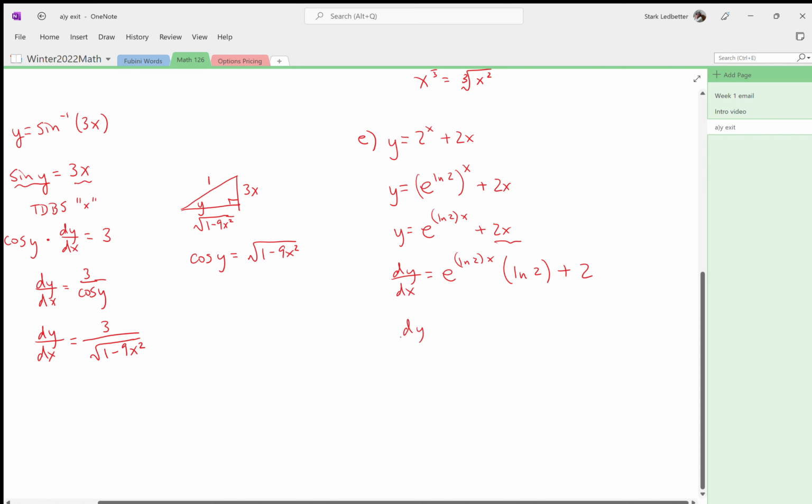So then dy by dx, and it's fine if you leave it this way, but it's nicer if you write it back. So this is e to the log 2 to the x again, so that's 2 to the x. So if you just memorize this formula and you haven't thought about where it came from in a while, this is where it came from. There's that log 2 times 2 to the x.